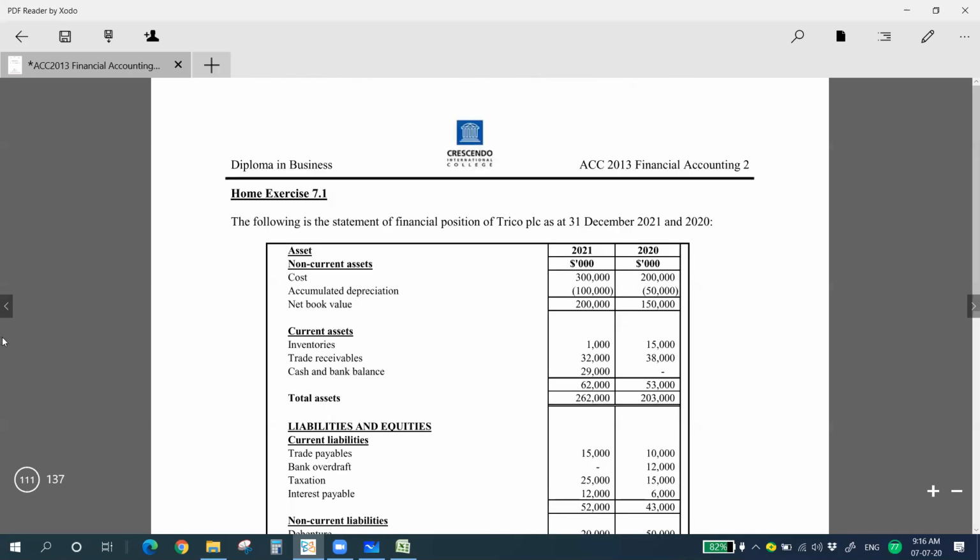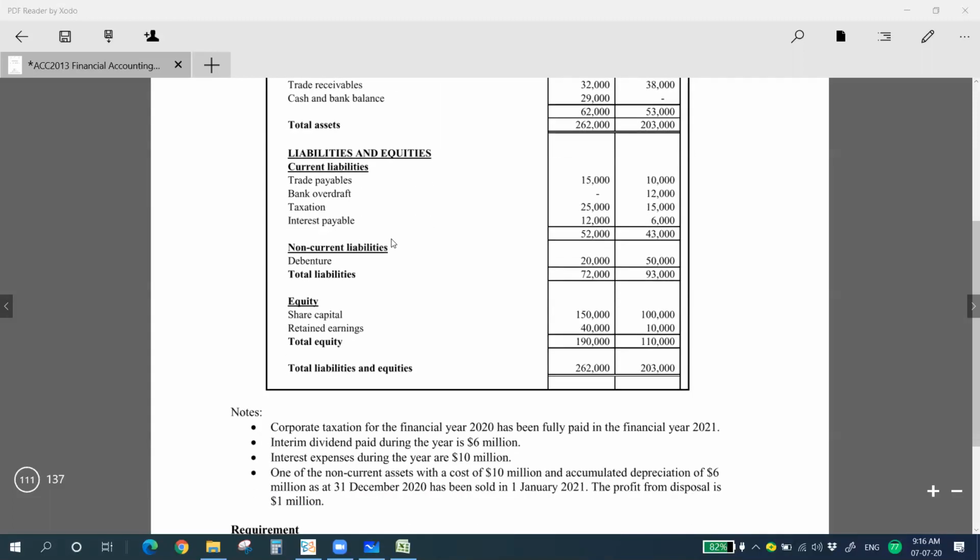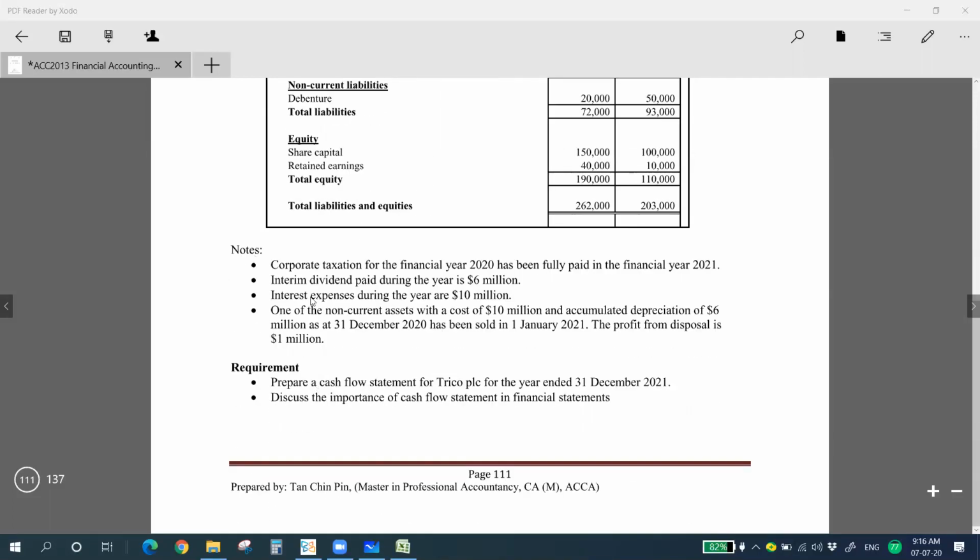So this is home exercise 7.1. The following is the statement of financial position of Tricor Private Limited as at 31st December 2021 and 2020. So you are given a statement of financial position, SOFP, and there are some notes for us to do the adjustments. You are required to prepare a cash flow statement for Tricor, and then you shall also discuss the importance of the cash flow statement in financial statements.